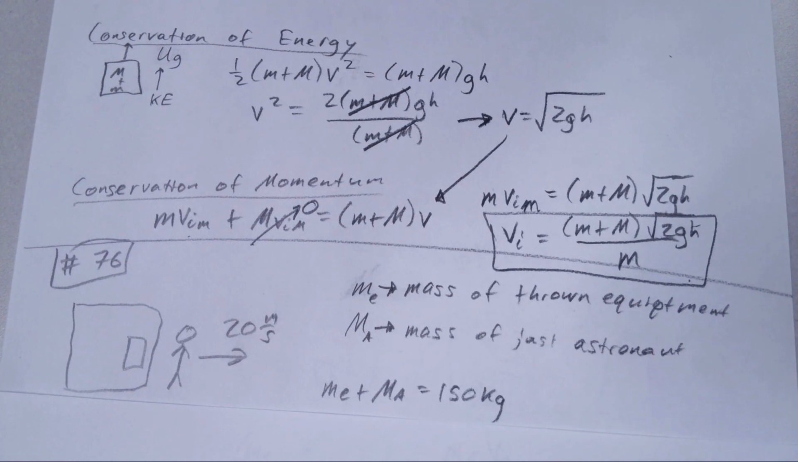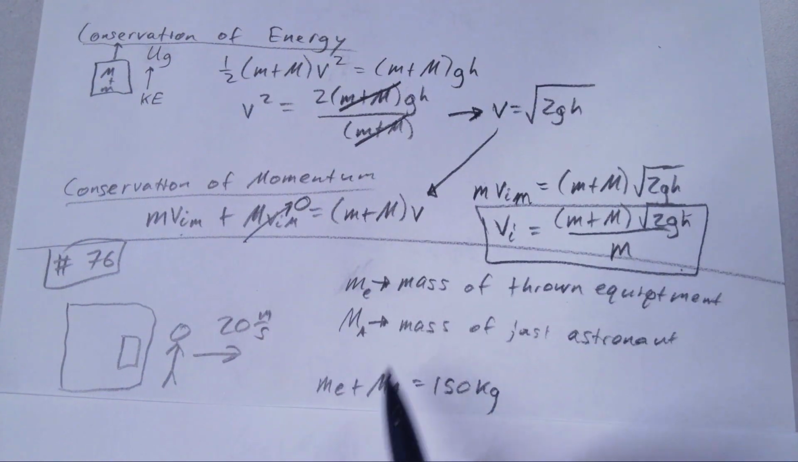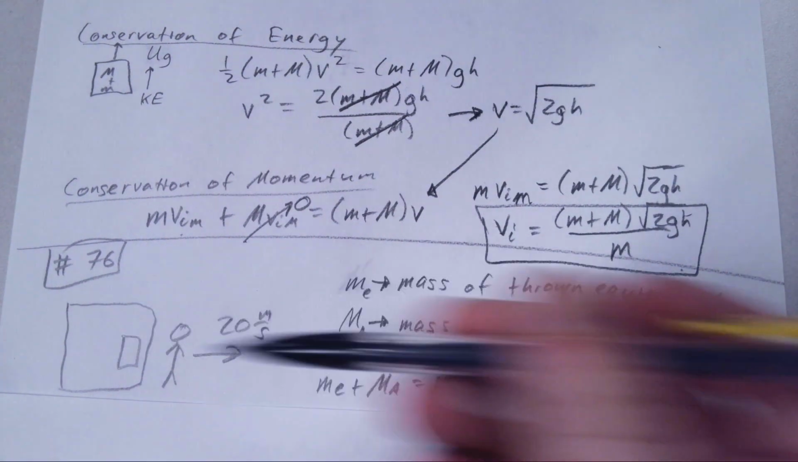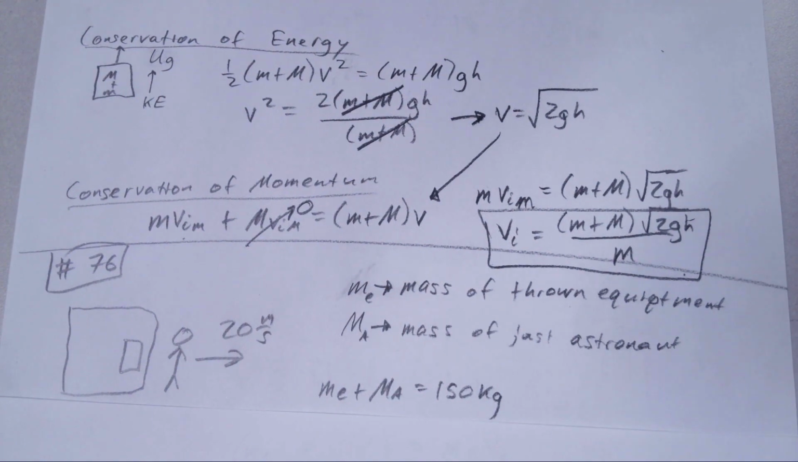So what he's trying to do is that it tells us that when he's floating away, he throws some equipment away at 5 meters per second, because he's trying to get back. We talked about that in the past where, hey, how can we get back? So just a few things.